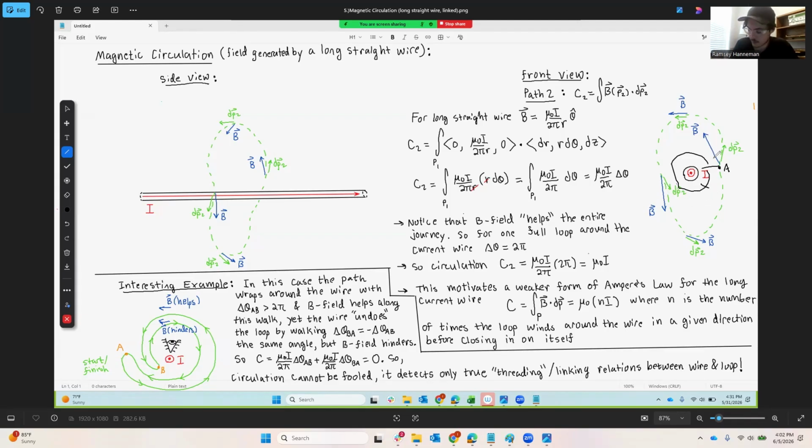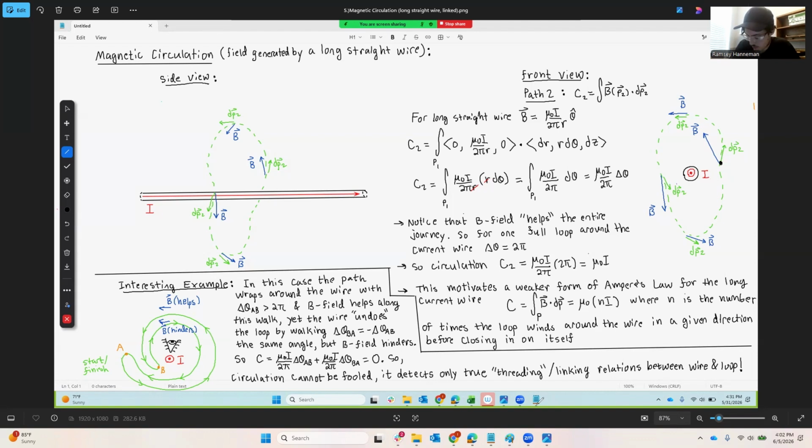And notice, in this case, the B field is helping the whole way. It's helping less here than it was here, but it's still net helping overall. So this time, all we have to do is say, we started here, we rotated an angle of 2 pi. So we don't have to split it into two groups where it was going negative angle and positive angle. It's just one time around a full 2 pi. And that cancels with the 2 pi from our magnetic field. And that just leaves us with mu sub naught I.